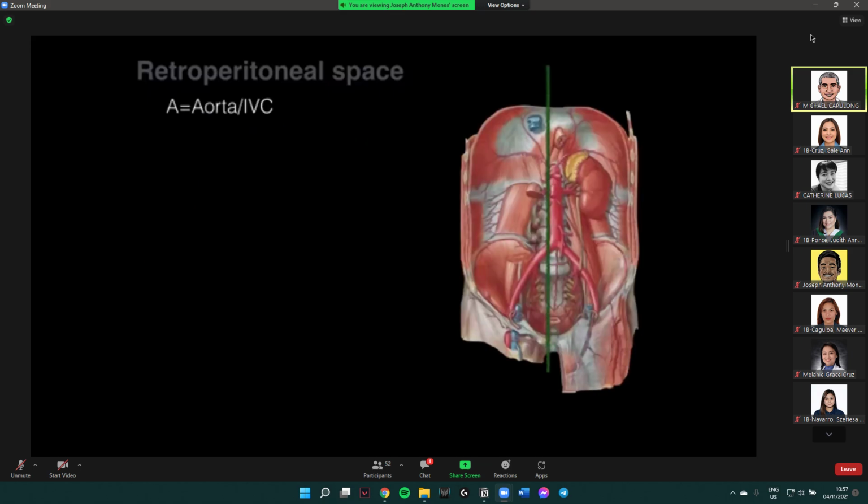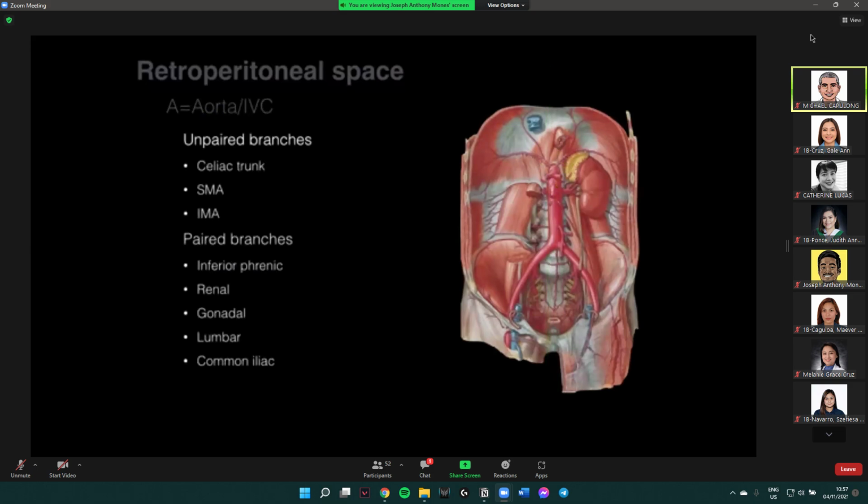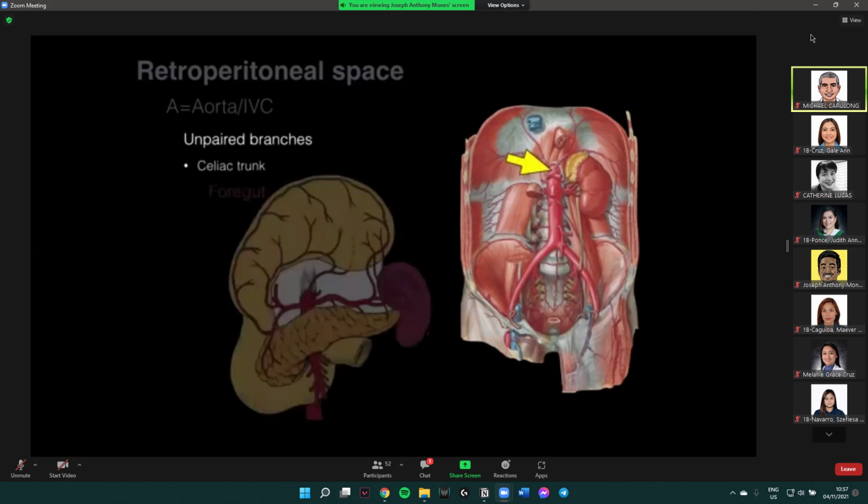So in the aorta, we see that green line that shows right down the midline, and we see that the aorta is just to the left of the midline. That's its anatomical topography. And the aorta consists of unpaired branches and paired branches. So let's talk about the unpaired branches first.